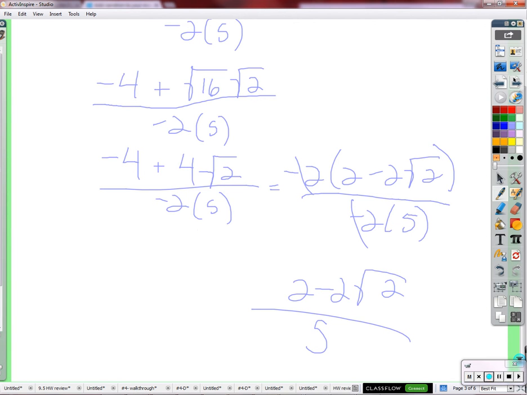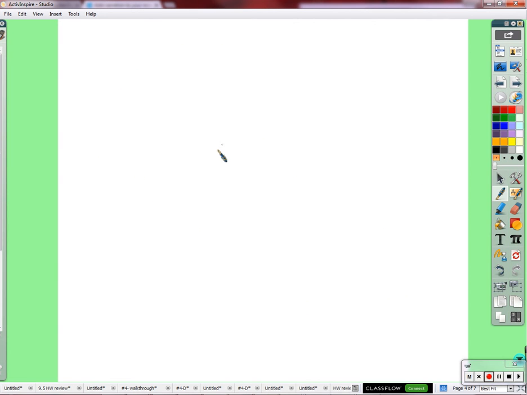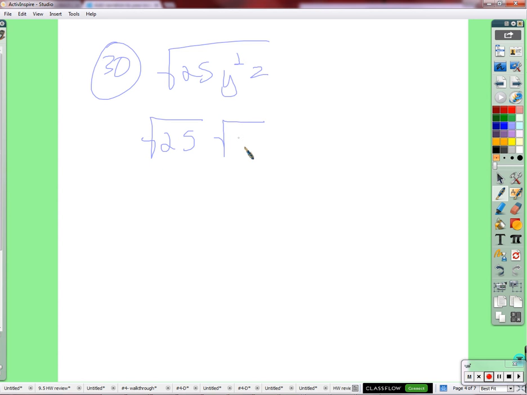Okay, so then the last one, number 30: the square root of 25 times y squared times z. Just to make this a little easier to look at, just as we're learning this stuff, I'm going to split this apart. Notice it's 25 times y squared times z, so we could write it as the square root of 25 times the square root of y squared times the square root of z.